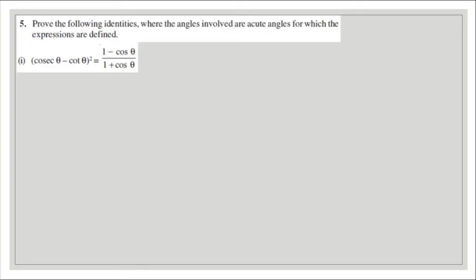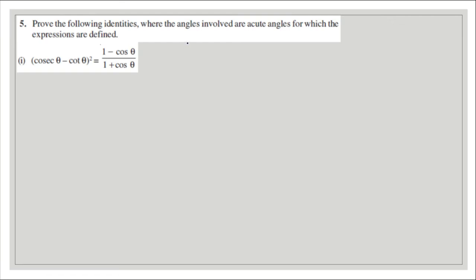Question number 5. Prove the following identities where the angles involved are the acute angles for which the expressions are defined. What type of questions are these? These are the questions you need to consider either LHS proving it as equal to RHS or RHS proving it as equal to LHS.